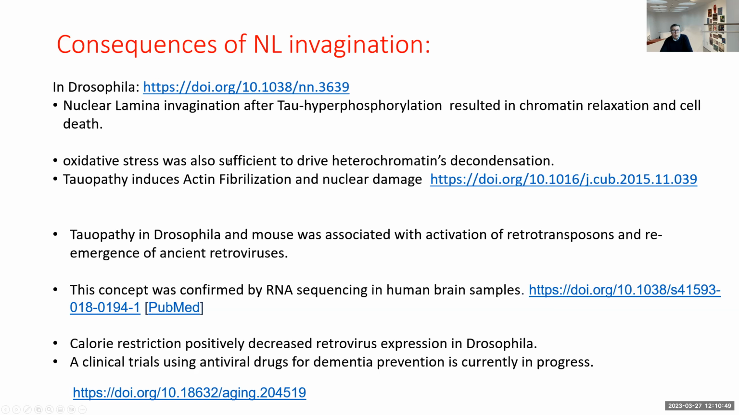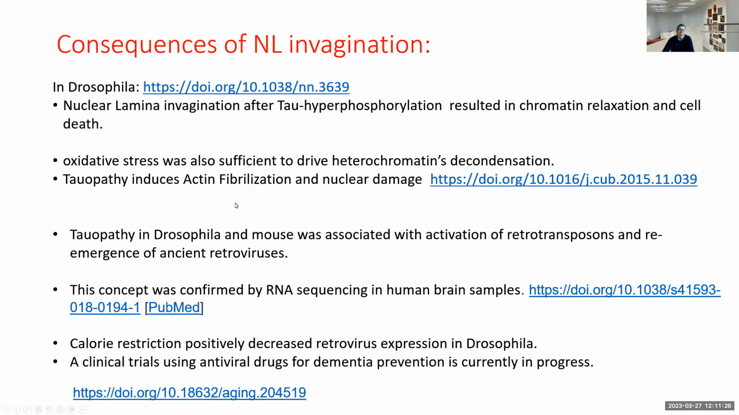They also showed that oxidative stress was sufficient to induce and drive heterochromatin decondensation. They have two models of Drosophila. One was thioredoxin reductase deficiency, the other one superoxide dismutase. And they also showed that nuclear damage is happening here. And they blamed tauopathy as responsible for changes in actin fibrillization, bundling of actin, and putting pressure on the nucleus, causing damage.